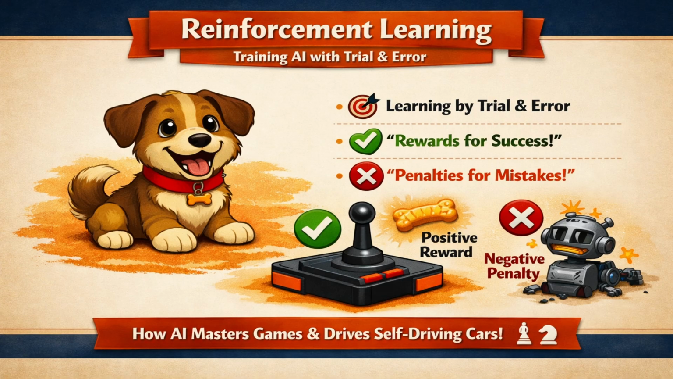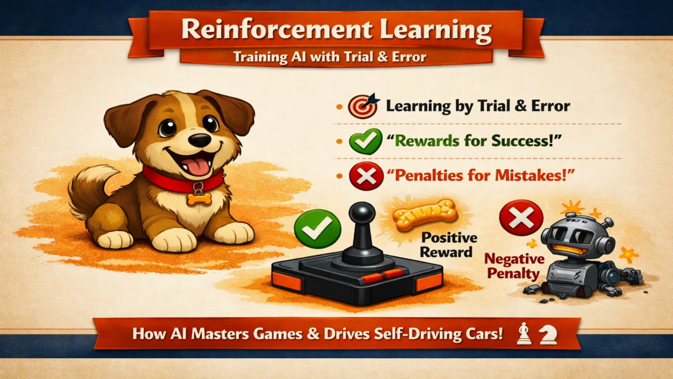Third, the puppy, reinforcement learning. This is pure trial and error. You put the AI in a digital sandbox. If it does something right, you give it a digital treat. If it crashes, it gets penalized. This is exactly how AI taught itself to crush chess grandmasters and how self-driving cars learn to survive rush hour traffic.